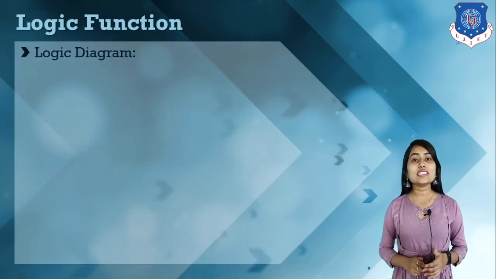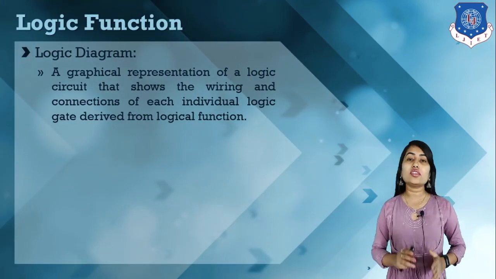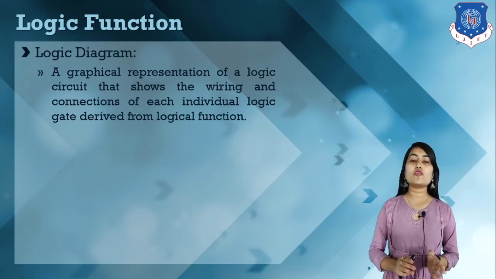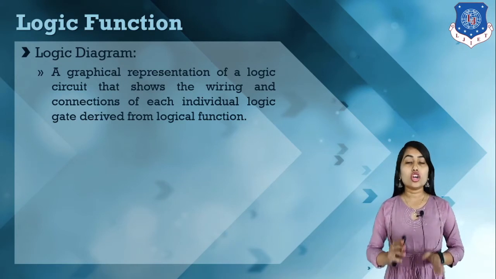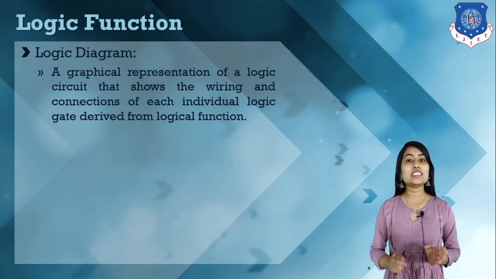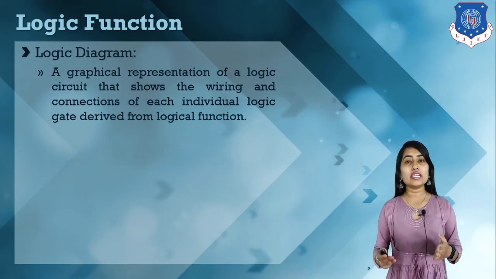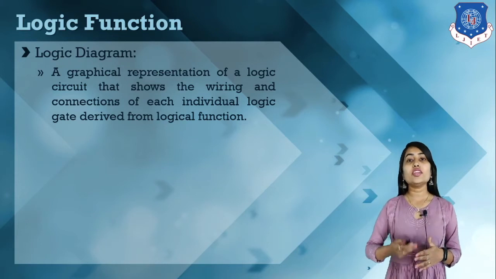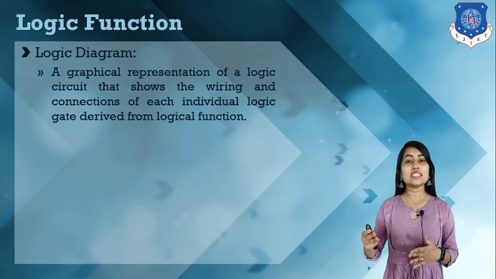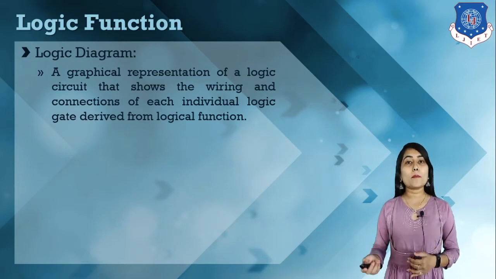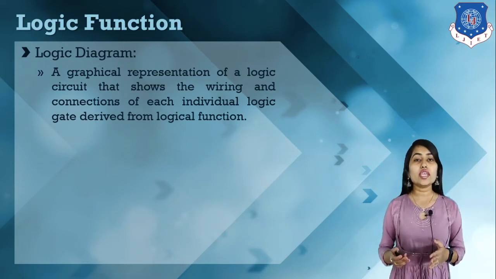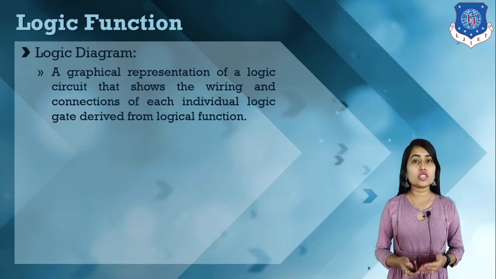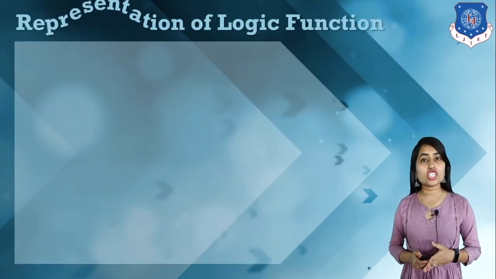Next we have the logical diagram. This logical diagram is basically a graphical representation of the logical function of any combinational digital circuit. This logical diagram contains various logical gates. Using various logical gates we can define various logical diagrams for different types of combinational digital circuits. So here we have different ways to represent logical functions.